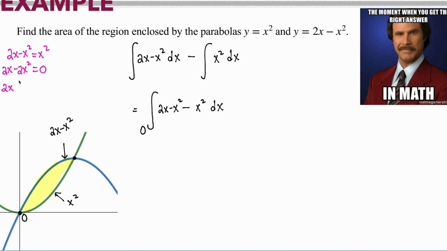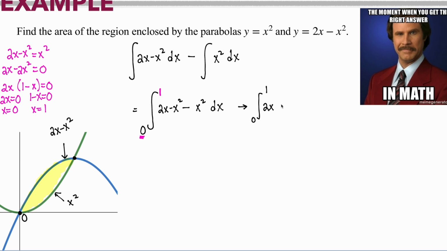I can factor out a 2 and an x, and when I do that, I'll be left with 1 minus x. So when we set them both equal to 0, I'll get x equals 0, which is how I found that number, and then 1 minus x equals 0, which means x equals 1. Therefore my other limit is 1, and now I can take the integral. We now know it's from 0 to 1, and I'm just going to combine what I know.